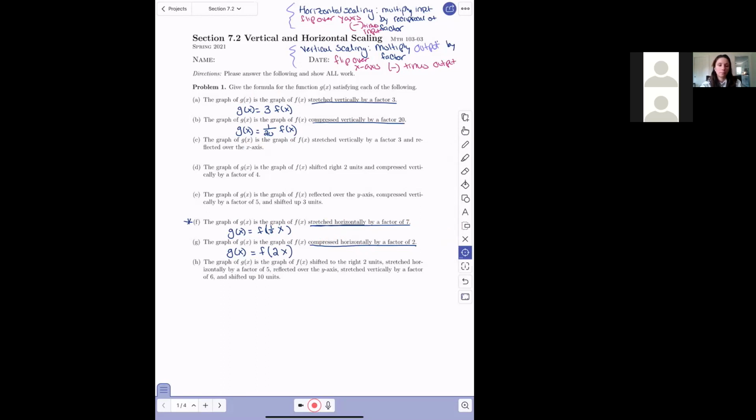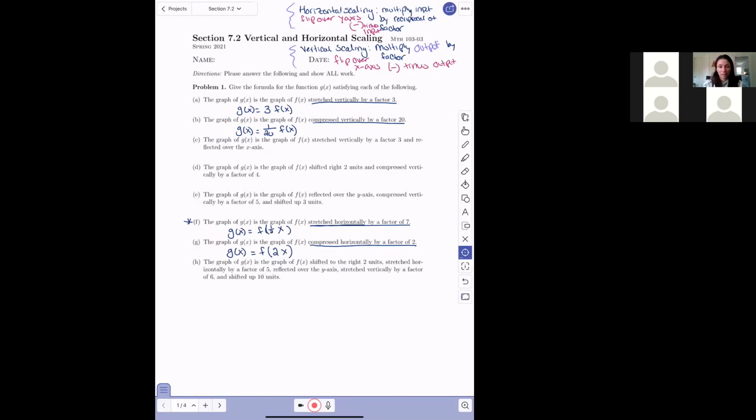Yeah. Great. So when compressing horizontally, just multiply the input by that factor. Same thing as when you're stretching vertically, you just multiply by that factor. But if you compress vertically, you divide by that factor. And if you stretch horizontally, you divide by the factor. I think vertically makes sense, right? If I want to stretch something and make it bigger, I multiply it. If I want to compress something and make it smaller, I divide it. So if you remember vertical, then just tell yourself that horizontal is the opposite.